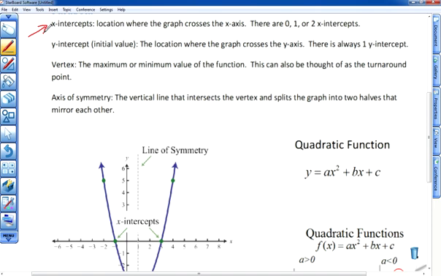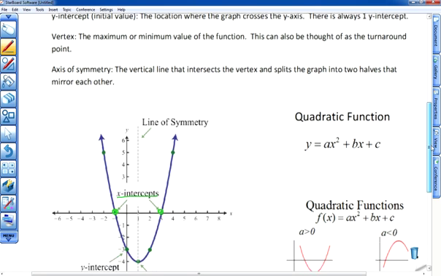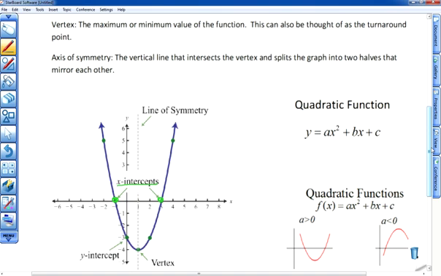In our case, you can see that the x-intercepts are labeled right here, and the two locations here and here are where our parabola crosses the x-axis. Now it is important to know that there are either 0, 1, or 2 x-intercepts. Sometimes there's 2. You can imagine if the parabola was up higher, you see that there's a turnaround point on the parabola. If the parabola was up higher, it potentially could never touch the x-axis.